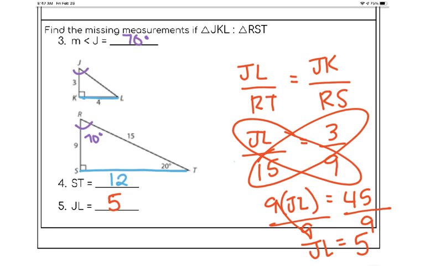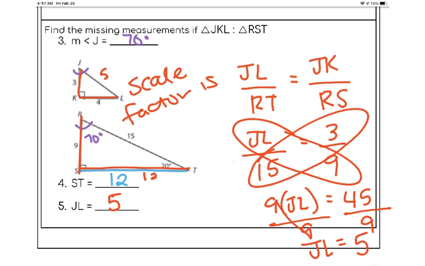Something I do want you to notice here is that we can try and determine the scale factor. So how do you get from 5 to 15? You multiply it times 3. 3 to 9, you multiply it times 3. And 4 to 12, you multiply it times 3. So our scale factor, if you were looking for it, is 3. All right, that concludes the rest of this video.